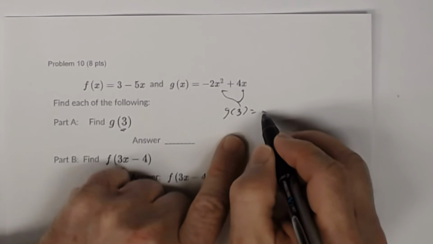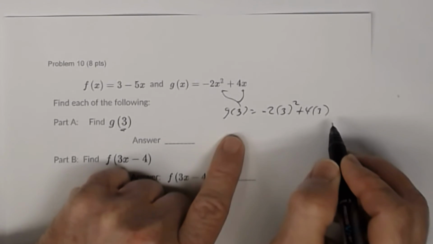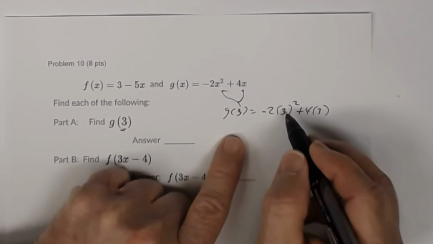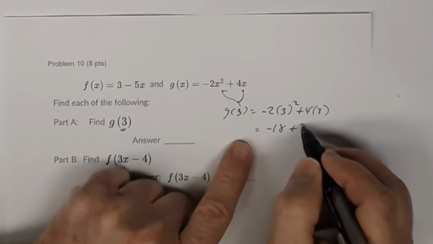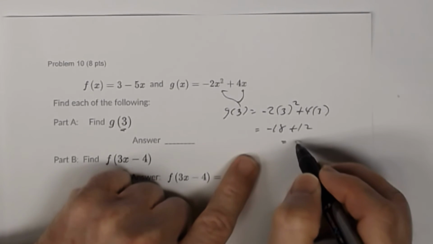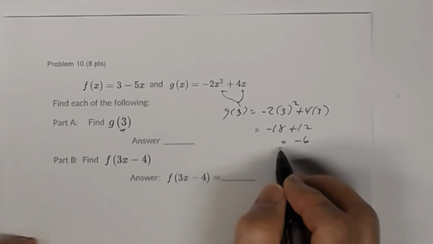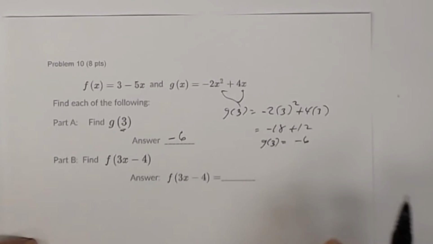So g of 3 is going to be negative 2 times 3 squared plus 4 times 3. Using the order of operations, 3 squared is 9. 9 times negative 2 is a negative 18. 4 times 3 is 12, right? So I get a negative 6. So g of 3 is equal to negative 6.